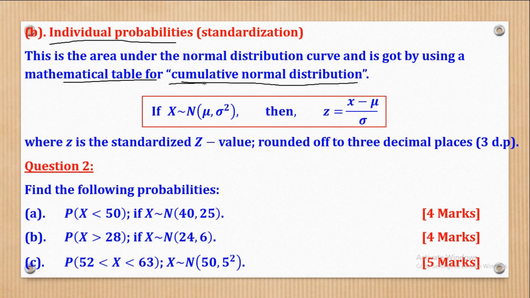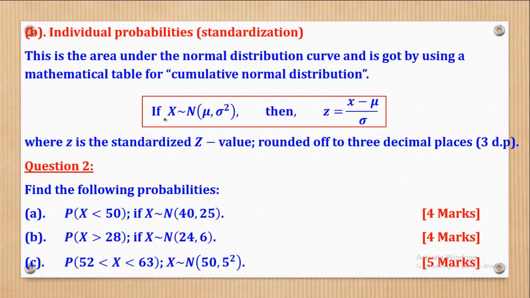So the table we are going to use is the one for cumulative normal distribution. You should be keen, because there are two tables. One has only the word normal distribution, but the one of interest is the one which also has the word cumulative. So we are going to use the table of cumulative normal distribution in this video.